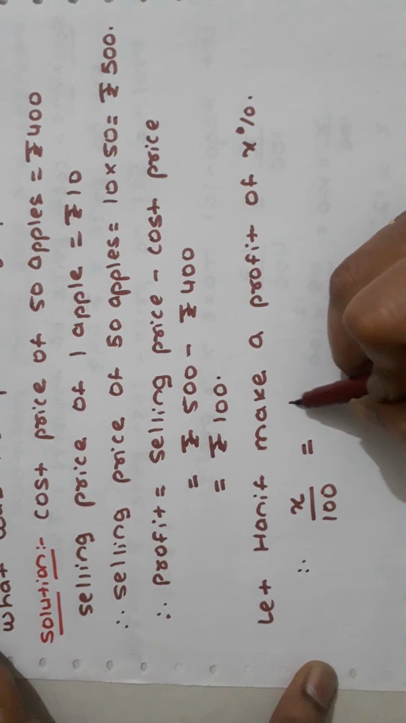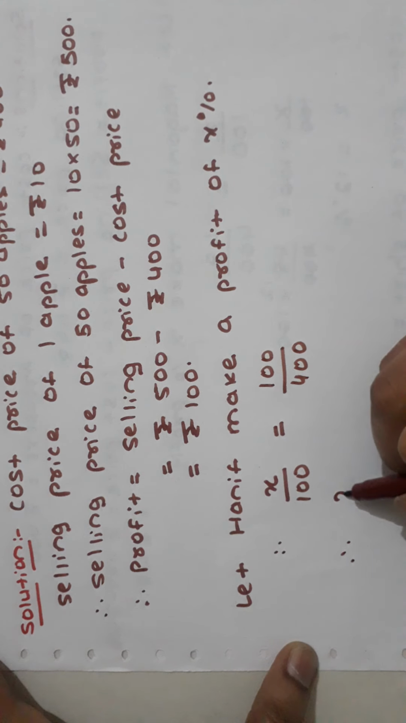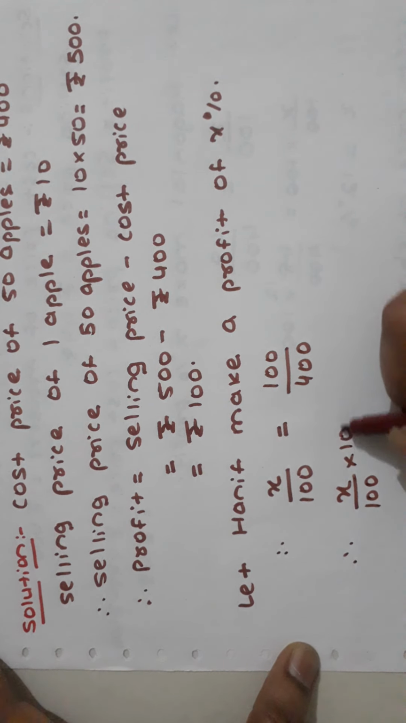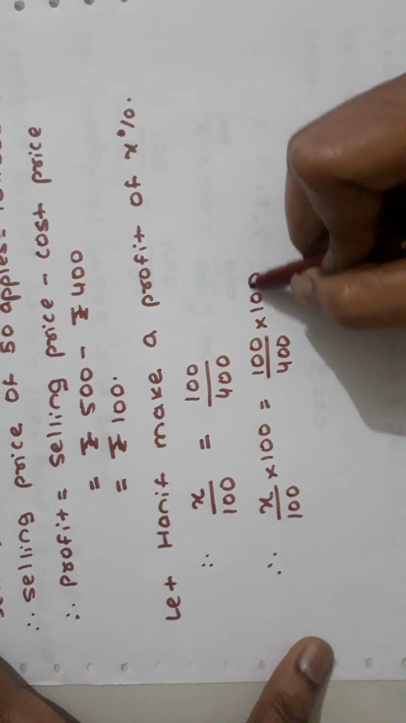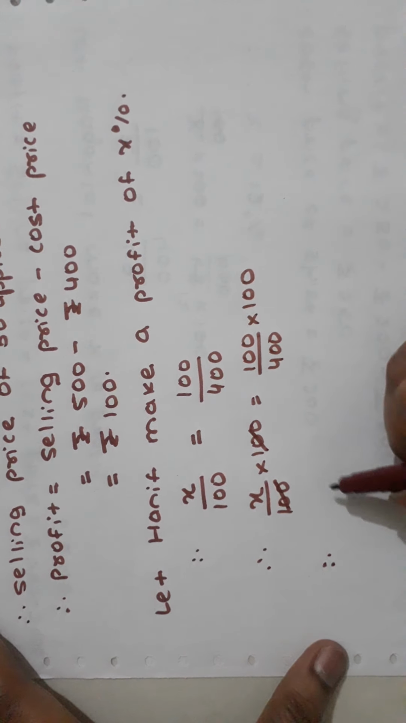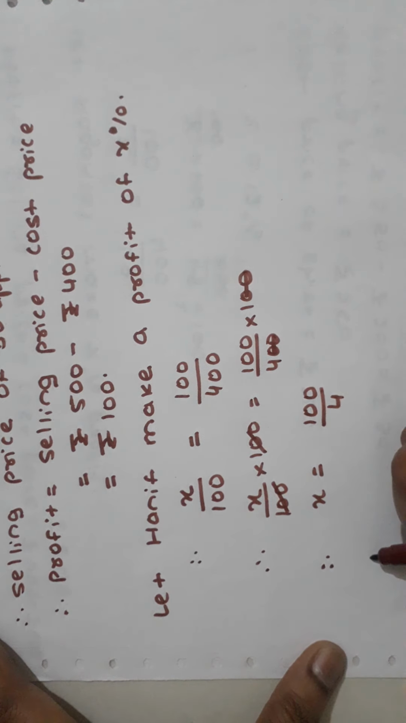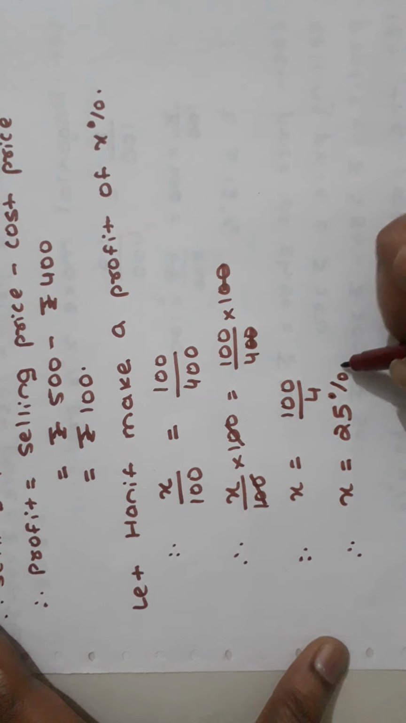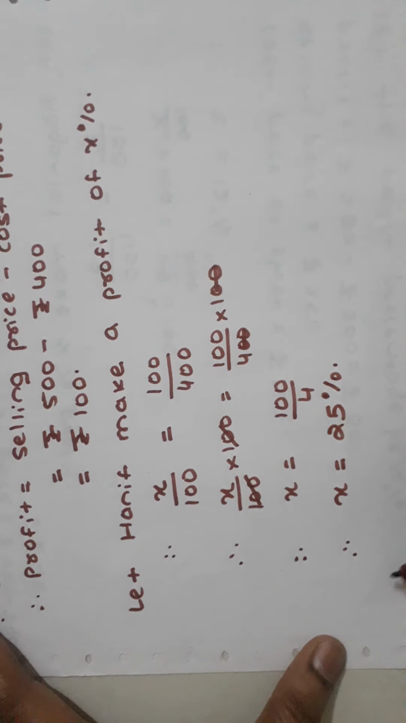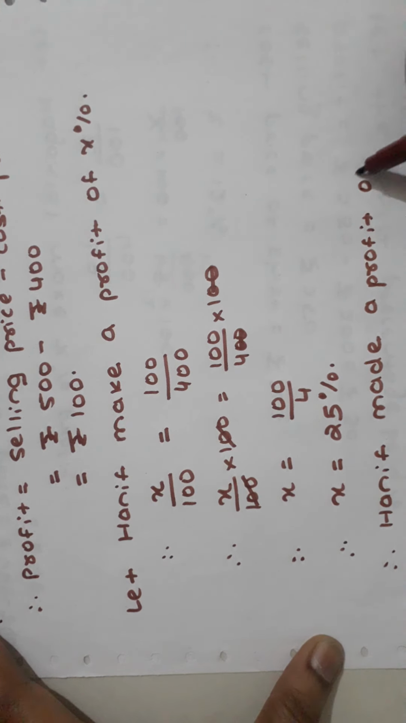So this is equal to 100 upon cost price is 400. Now multiply both sides by 100, into 100. This to get cancel out. X is equal to 100 by 4. Therefore X is equal to 25%. So therefore Hanif made a profit of 25%.